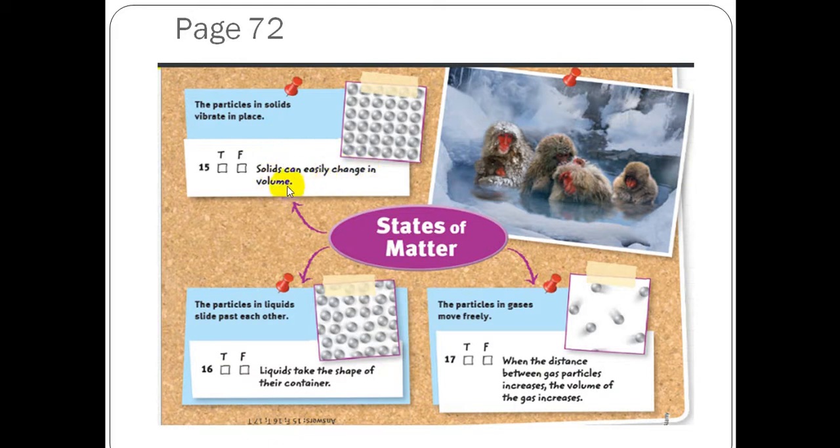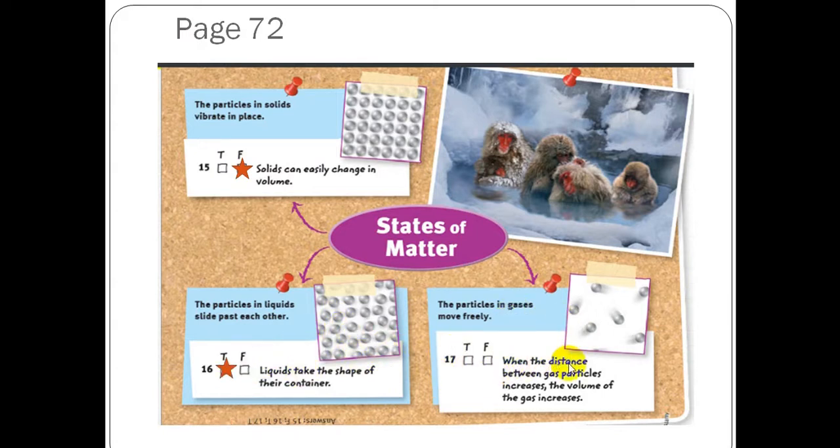Solid can easily change in volume. As you remember, we said that solid change volume. False, because a solid has fixed volume. Next, liquid takes the shape of their containers. Yes, liquid takes the shape of the container.